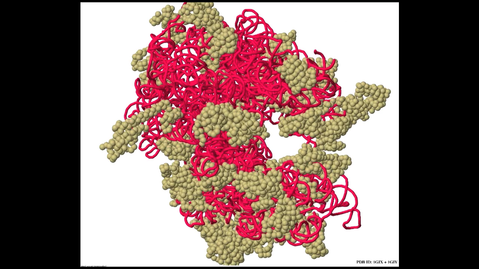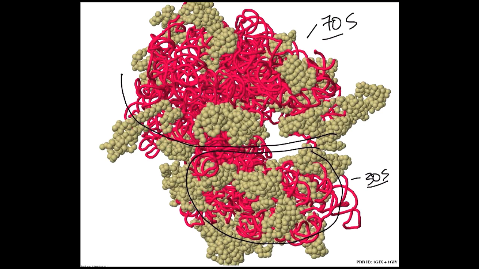And we see that the large subunit here, not surprisingly, has more Svedberg units. It sediments in centrifugation at a higher mass than the lower subunit. So the top subunit here is called a 70S subunit. And the small subunit down here is the 30S subunit. So we have a 30S subunit and a 70S subunit, down here and up here.